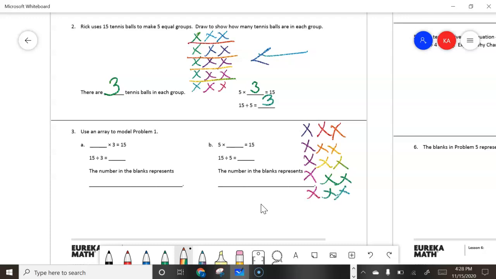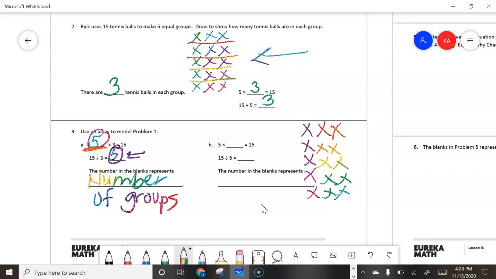Okay. Now it says blank times 3 equals 15. So remember the first factor is missing. That's the number of groups. I know that there are 5 groups. So 5 groups of 3 equals 15. 15 tennis balls divided by 3 in each group equals 5 groups. The number in the blank represents, so remember the blank is where the 5 is. What does the 5 represent? The 5 is the first factor, so that represents the number of groups. Okay, let's go to the next one.